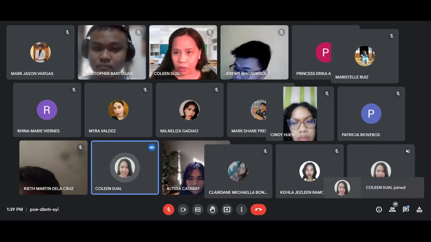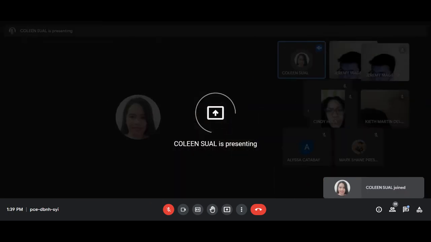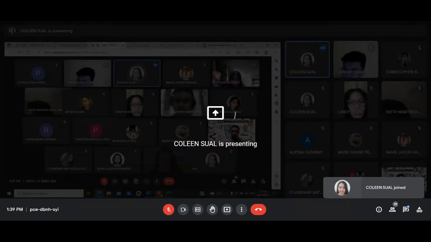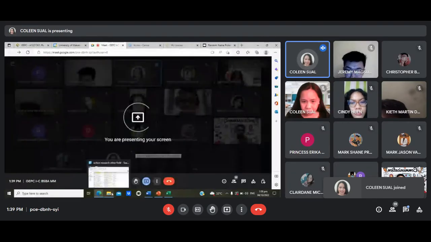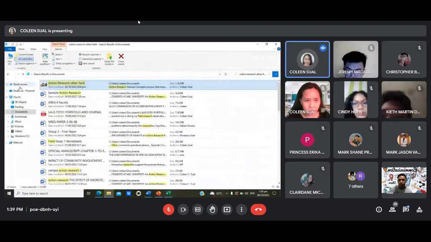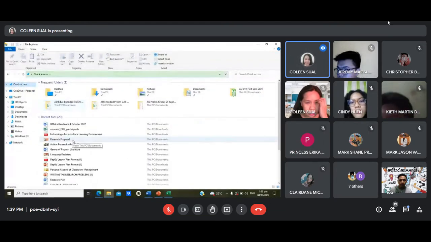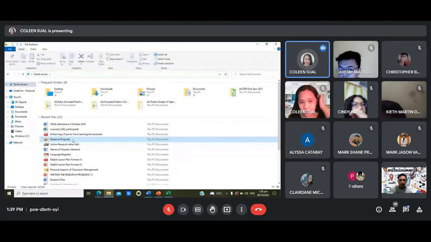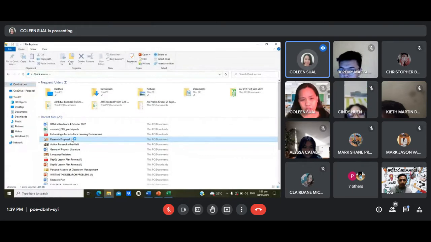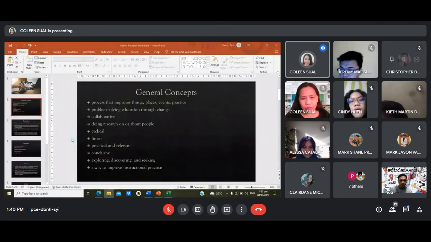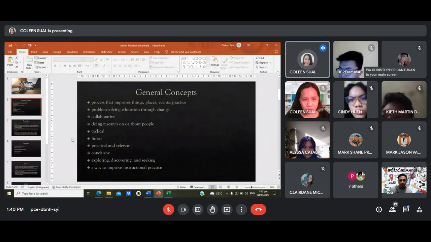This won't require you to involve your respondents because that's unnecessary. Can you see the research proposal in your interface? Can you see that? These are the only parts that you will submit to me. Only the introduction and method, but I have included review of related literature and studies.